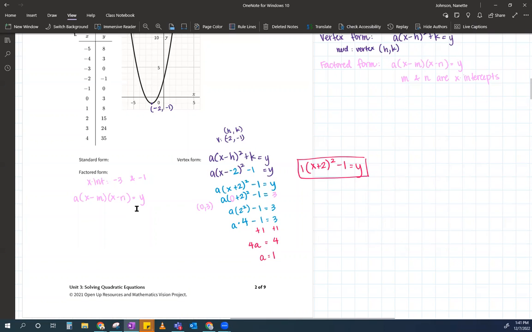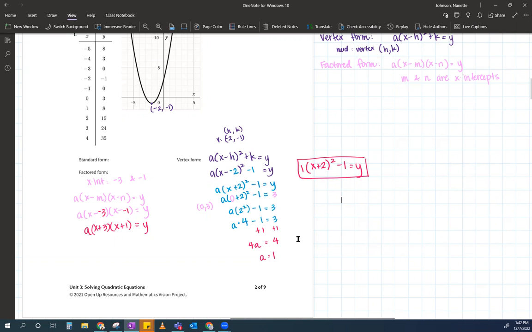So here I get a parentheses x minus close open x minus close equals y. And I'm going to take my -3 and my -1. Notice it doesn't matter which way you go, right? And this makes sense because when we just solved that equation, our answers were opposites of them. So x plus 3, x plus 1, and now I just have to find a. How do I find a?